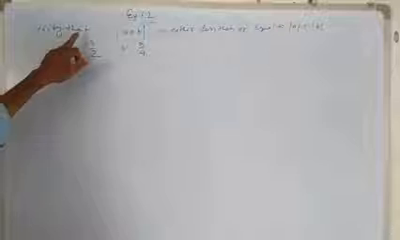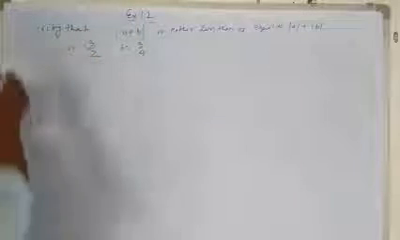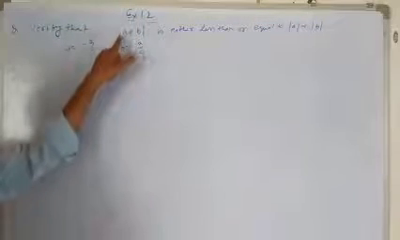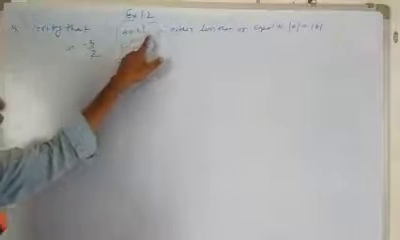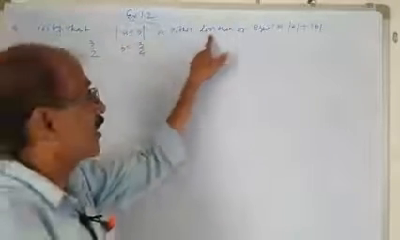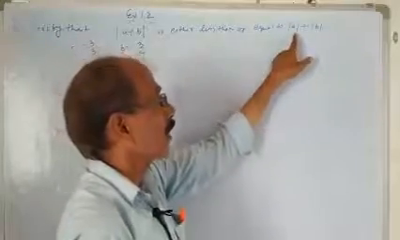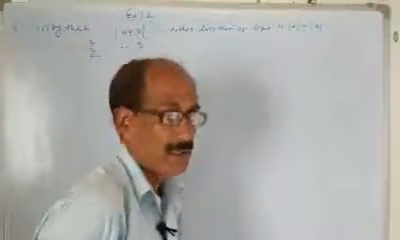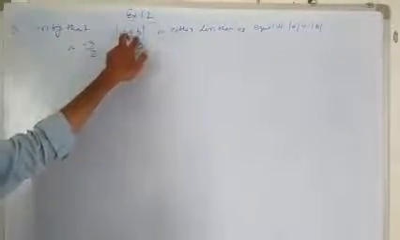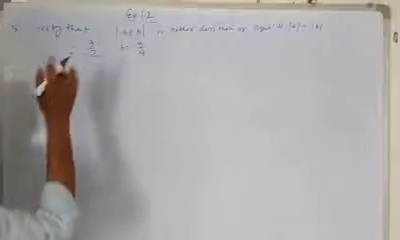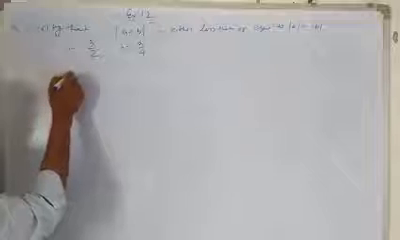Next question, to verify that mode of a plus b is less than or equal to mode of a plus mode of b. Here is separately mode of a and separately mode of b. But here both are common, mode of a plus b. So first we write that mode of a plus b. What is the value? A plus b.